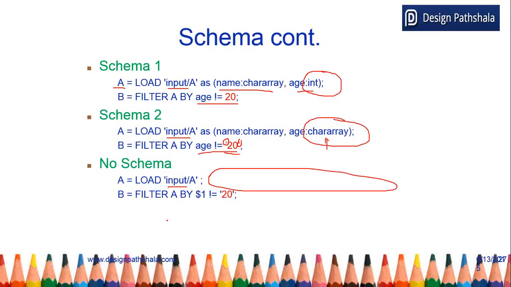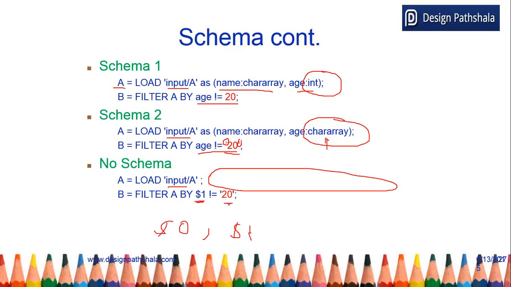I can refer to the columns by $0, $1, and so on. So the first column is $0, the second column is $1, and so on. So I'm referring to the second column by $1, and I'm saying it's 20. So I am telling Pig that I want to do some operation on my second column, and I have to filter out the values from the second column of type 20.